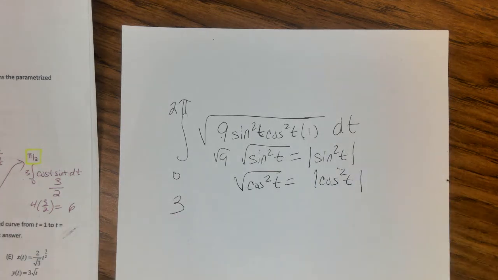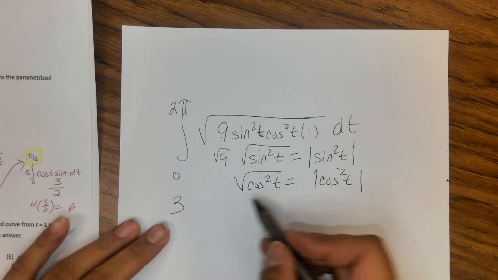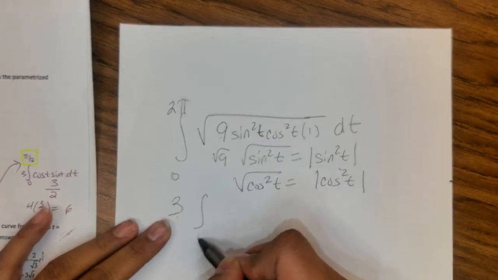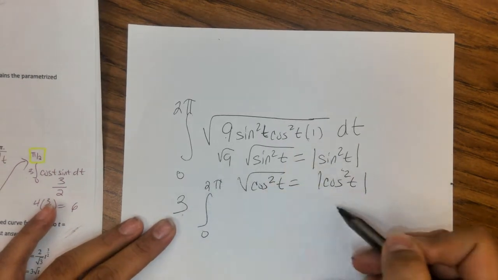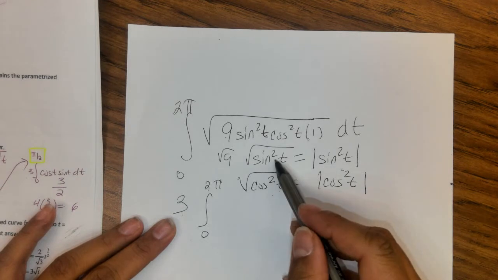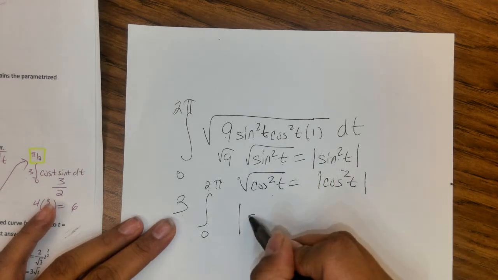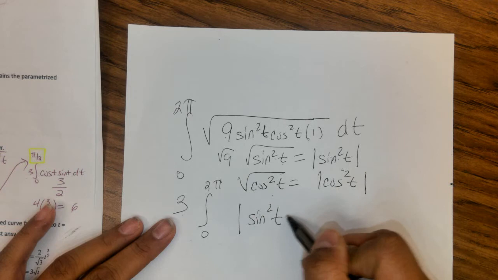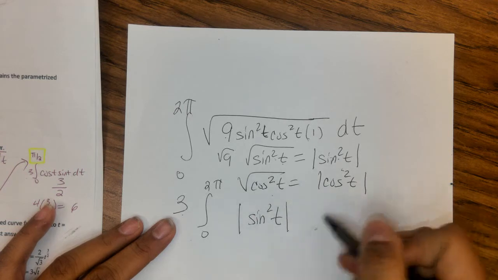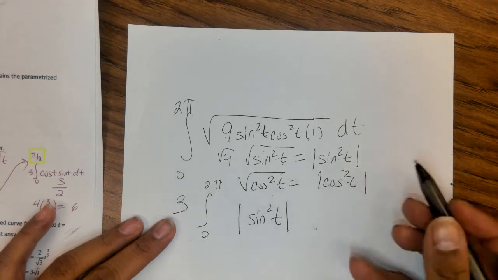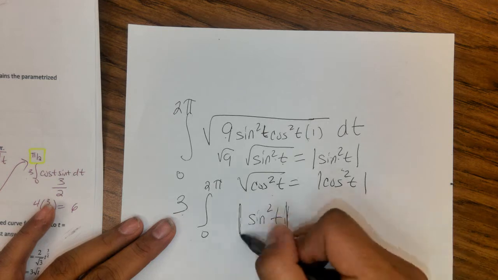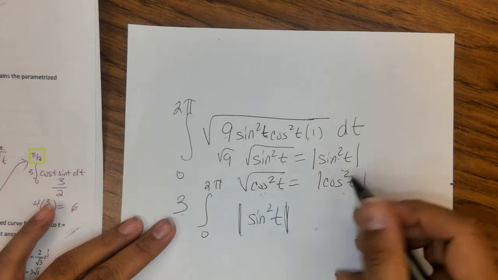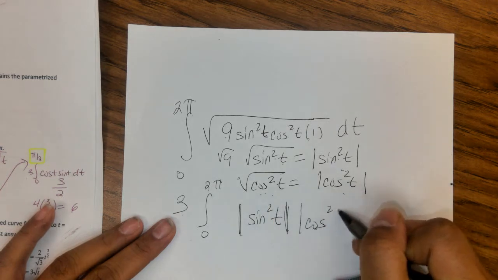And now I'm supposed to integrate. Here's my 3 that I pulled out. Here's my 0 to 2 pi. The square root of sine squared t is the absolute value of sine t. I could put it all into the same absolute value, but it's too late now, I just drew another bar. The square root of that is the absolute value.